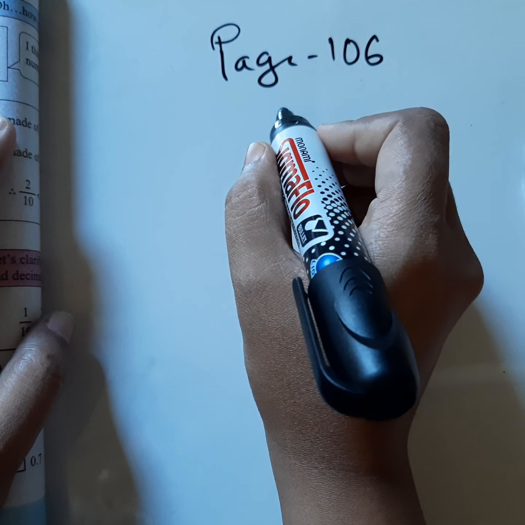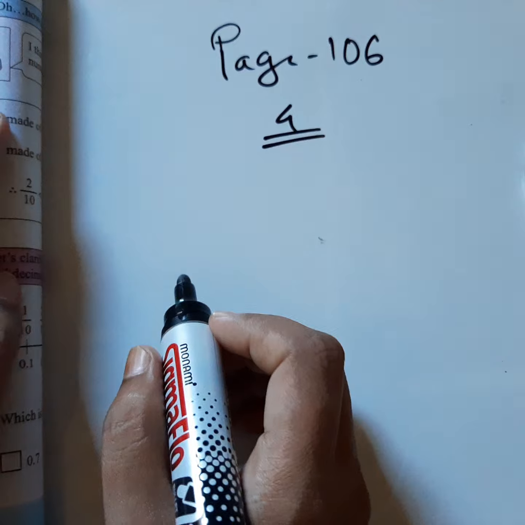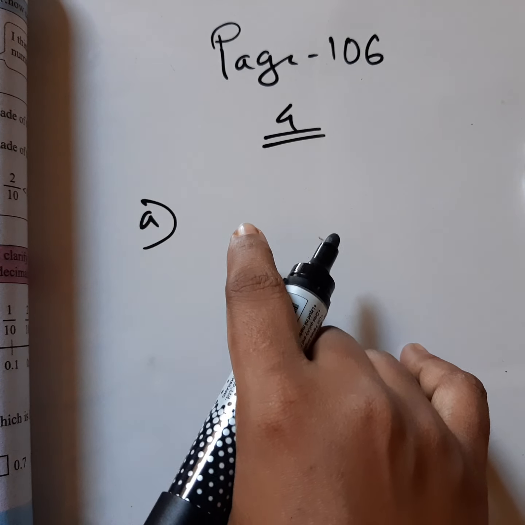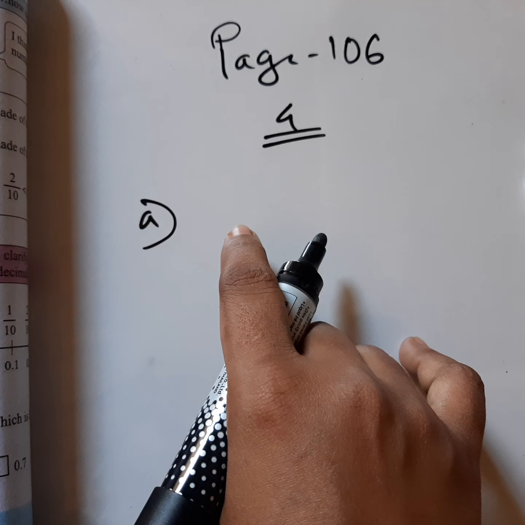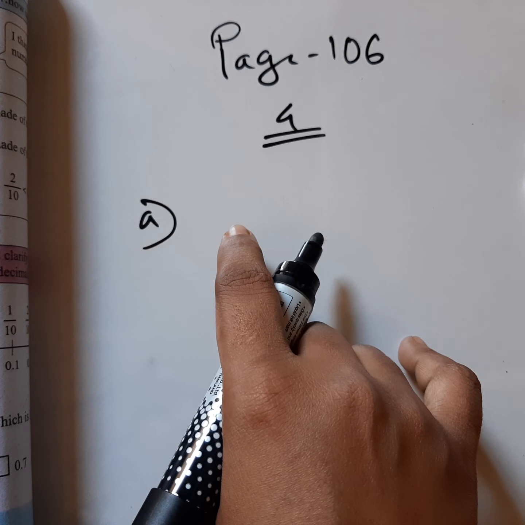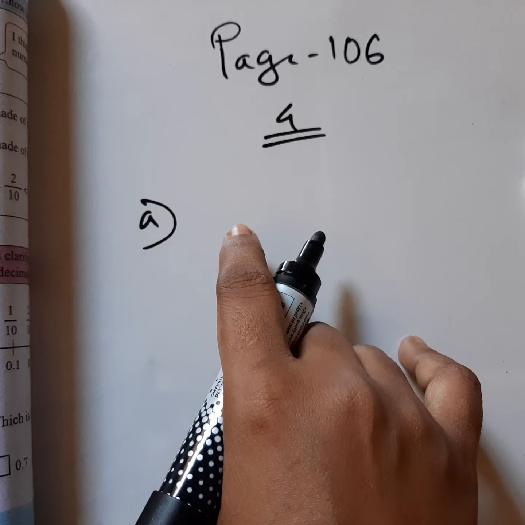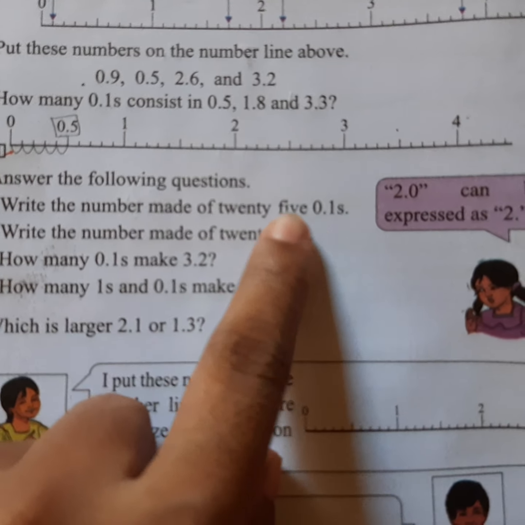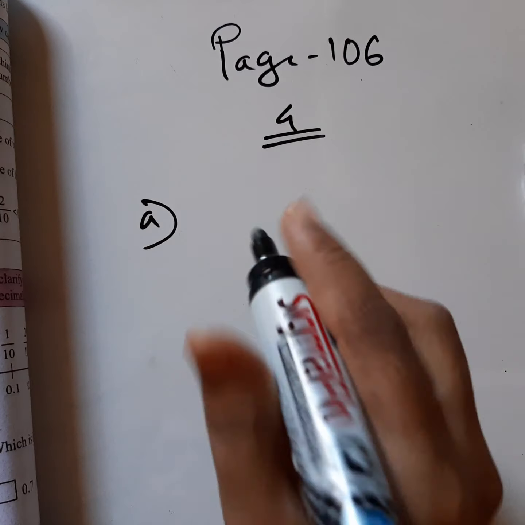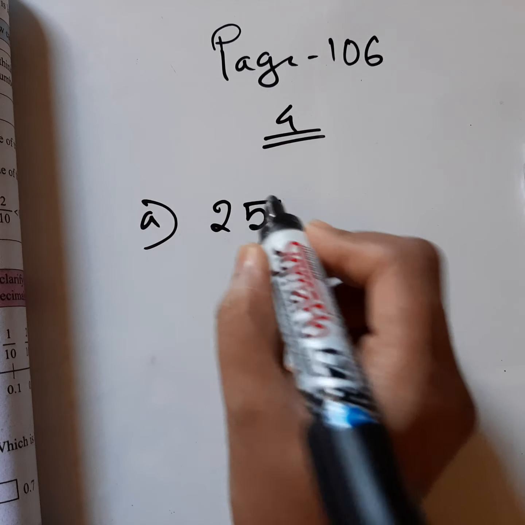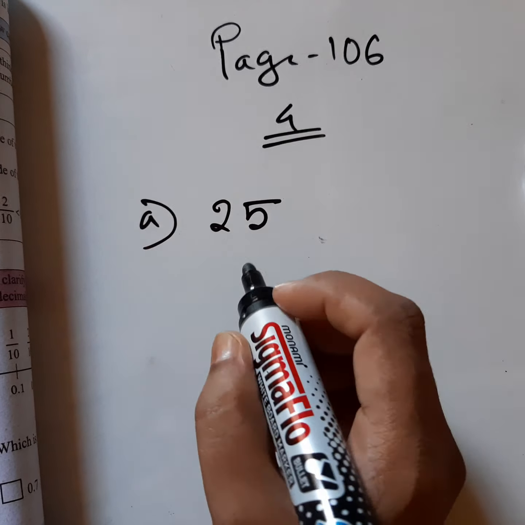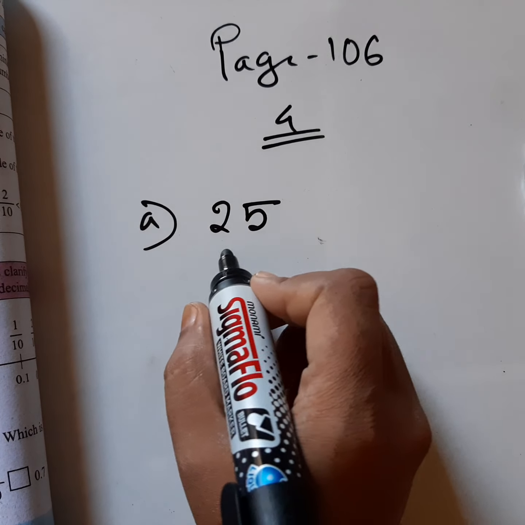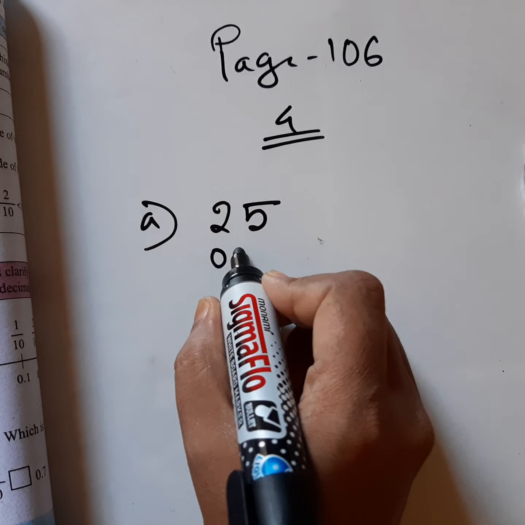Okay, and that one is 4 number, to be exact, 4A. The question is, what would be the number made of 25, 0.1 units? At first, we are going to write down that 25 in numbers. And they said it should be 0.1. I'm just going to show you 0.5.